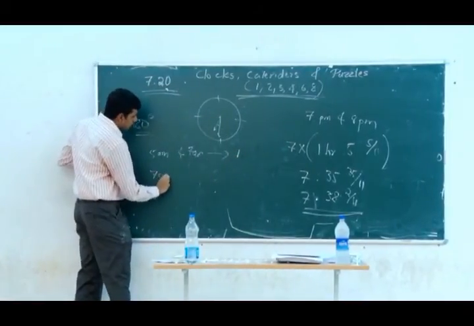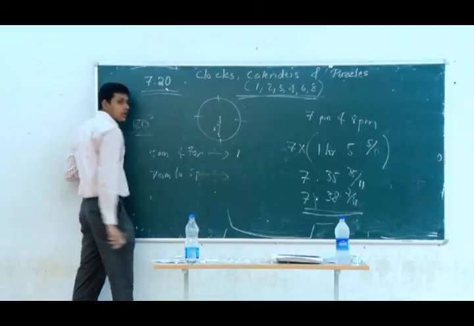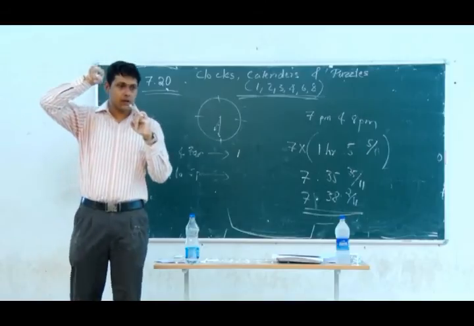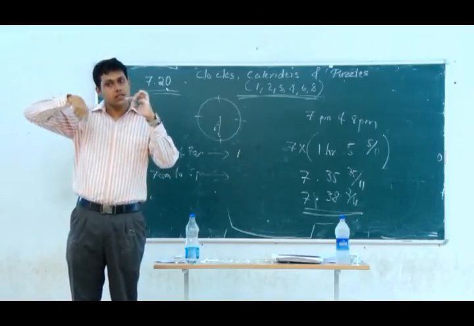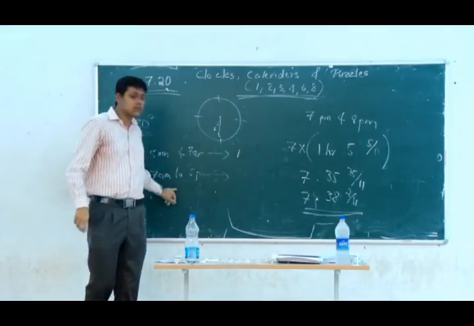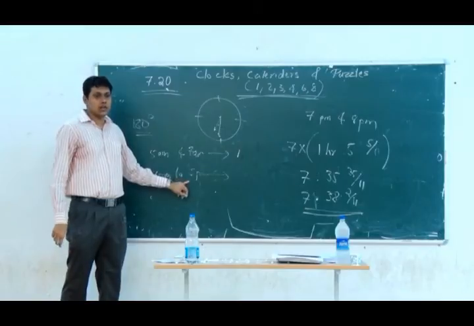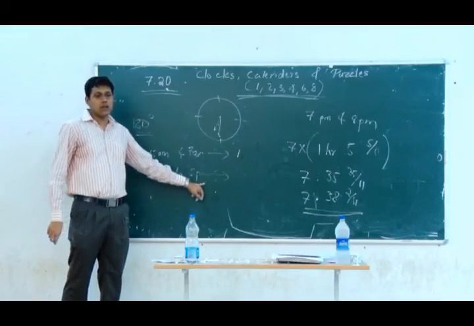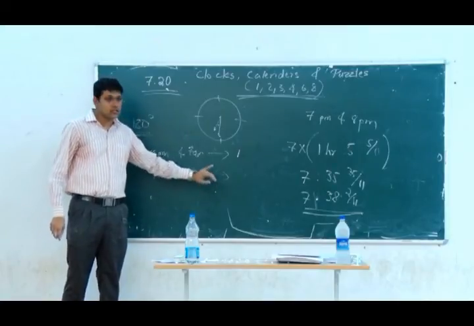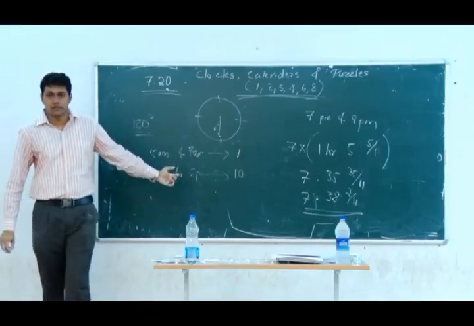Now 7 a.m. to 5 p.m. Sometime after 7:05 it will coincide, sometime after 8:10, sometime after 9:15. Again this will happen. So 7 a.m. to 5 p.m., 7 to 12 is 5 hours, 12 to 5 again is 5 hours. This is a period of 10 hours. In 10 hours it will coincide 10 times, just like the previous one.